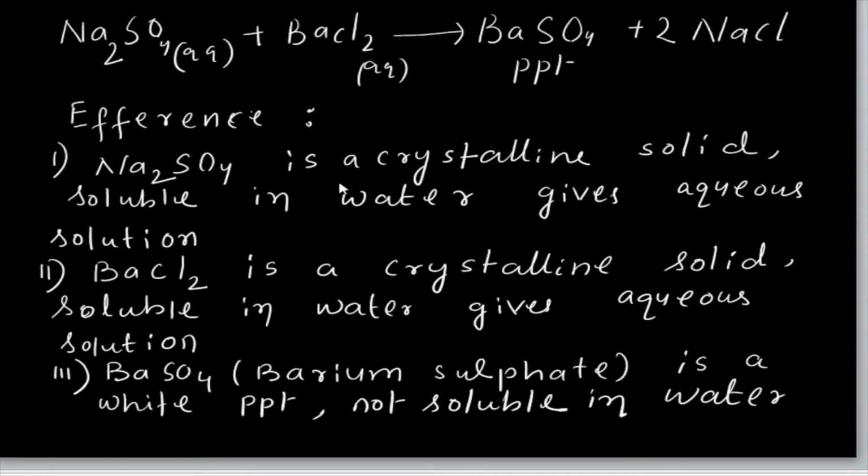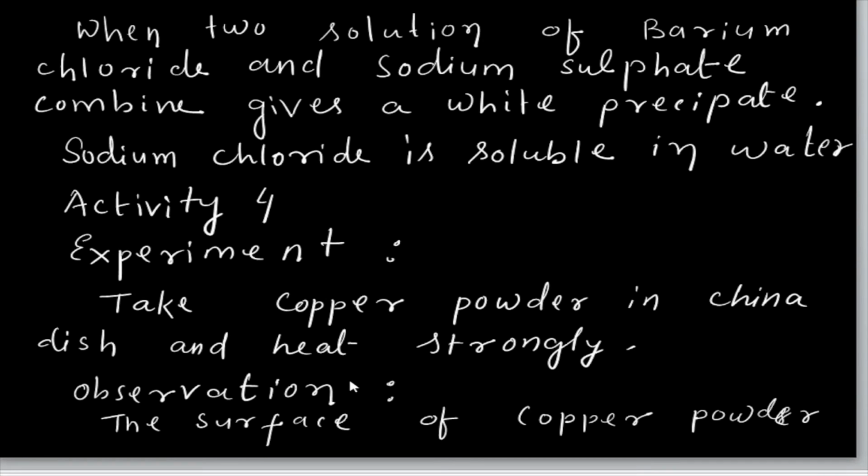You know that sodium sulfate is a crystalline solid, soluble in water, and it gives an aqueous solution. Similarly, barium chloride is also a colorless crystalline solid, soluble in water, and gives an aqueous solution. And barium sulfate is a precipitate not soluble in water. That is why you can observe that when the two solutions combine, it gives that main important white color precipitate. When two solutions of barium chloride and sodium sulfate combine, a white precipitate is formed, that is barium sulfate.